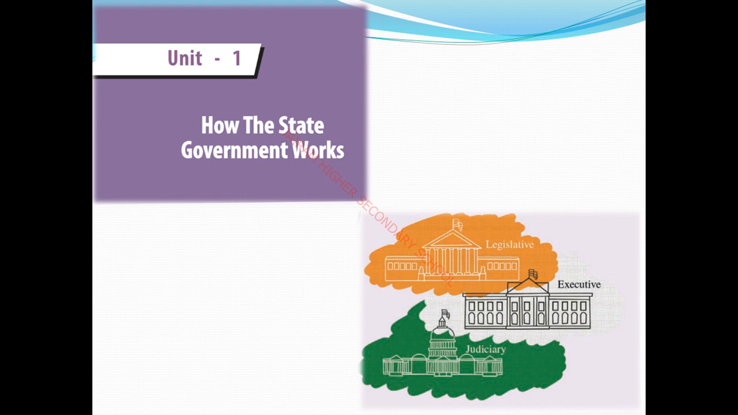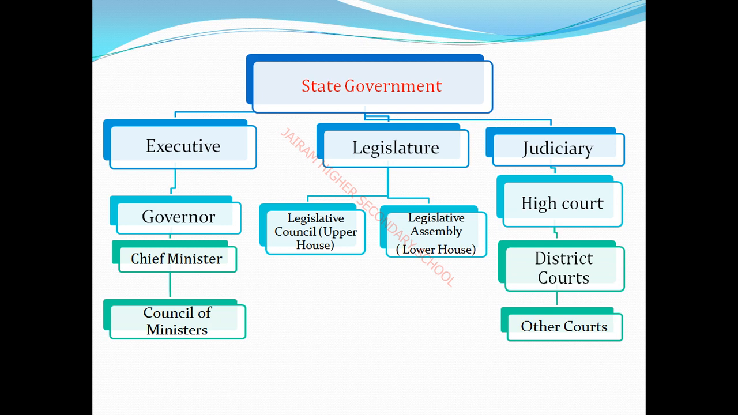Okay, children, and see the third one, judiciary. Judiciary is nothing but the power or authority to interpret and apply the laws. So this is the meaning of judiciary. And once again, I repeat that the power or authority to interpret and apply the law in a place is known as judiciary. For example, we can take the court, where we get justice.